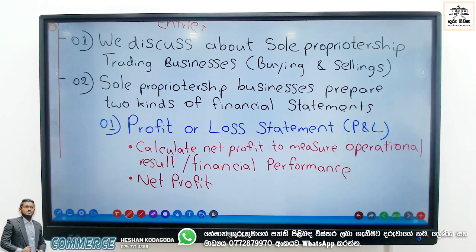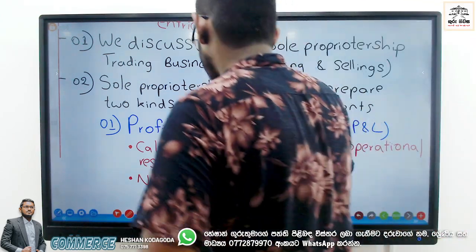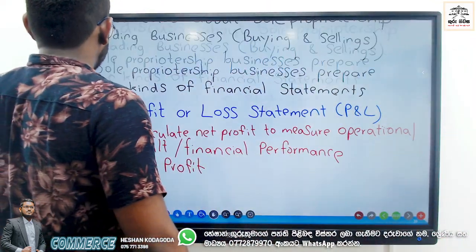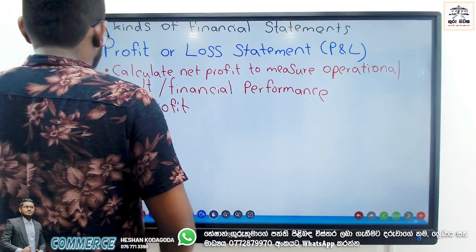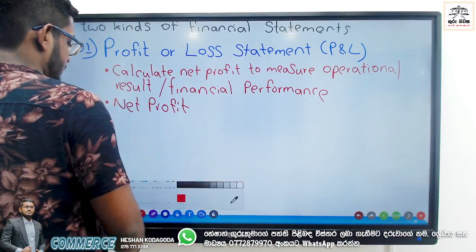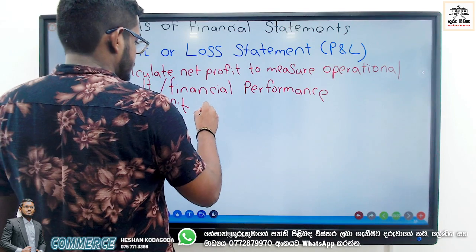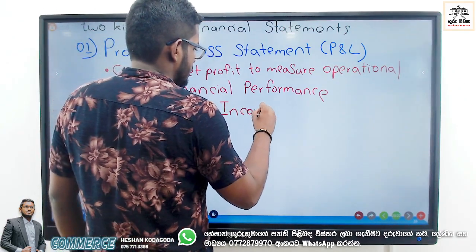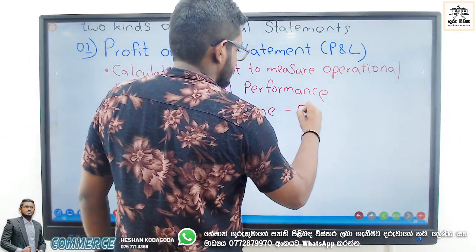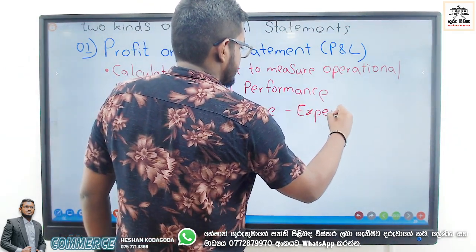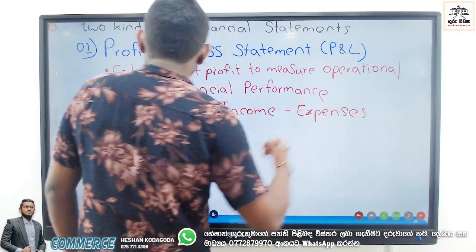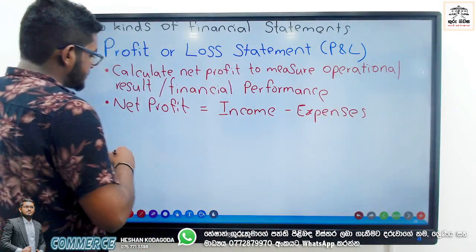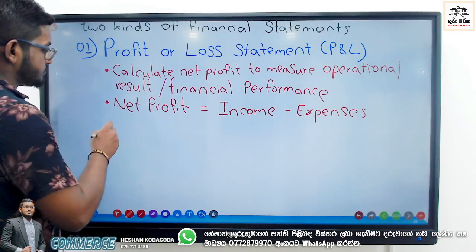Right. Now I'm going to expand this one. So I'm going to further expand this one. So don't write any other thing. So net profit equal income minus expenses. But in here, we can further expand this one.